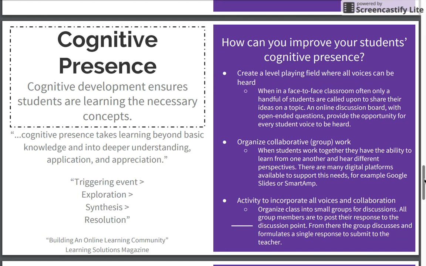How can you improve your students' cognitive presence? Well, first, create a level playing field where all voices can be heard. Especially like in a face-to-face classroom where it might be whole group instruction, or even if it's small group instruction, you're only calling on a sample of students. You're not seeing or hearing everybody, because you have to keep the pace of your lesson going.